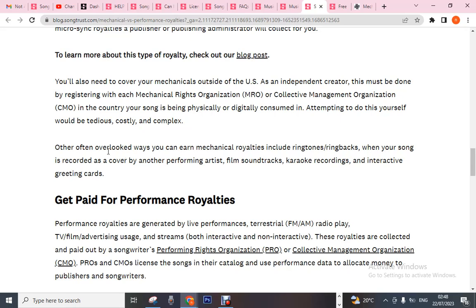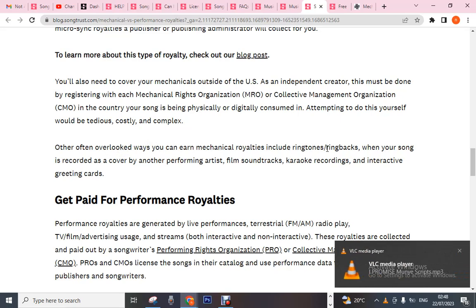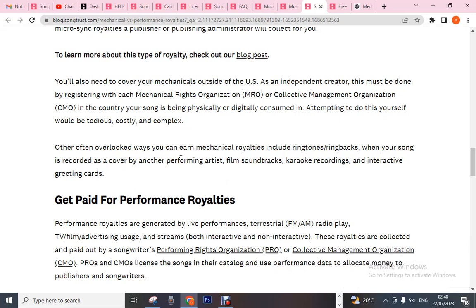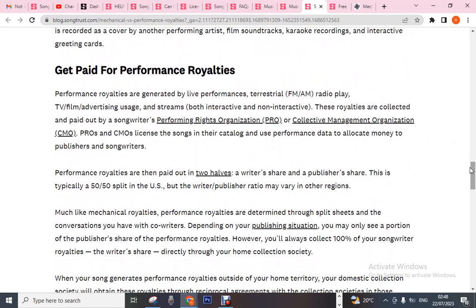Other often overlooked ways you can earn mechanical royalties include ringtones, ringbacks, when your song is recorded as a cover by another performing artist, film soundtracks, karaoke recordings and interactive greeting cards. Then if we come back here, get paid for performance royalties.